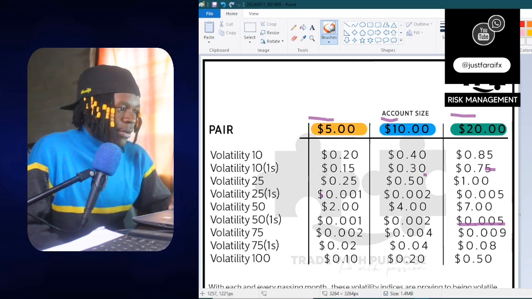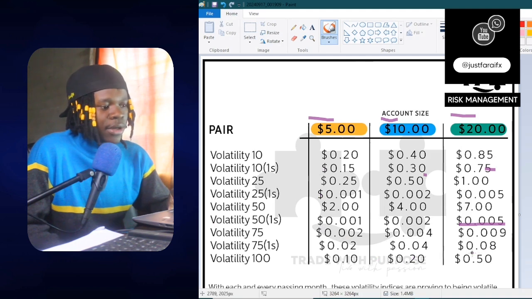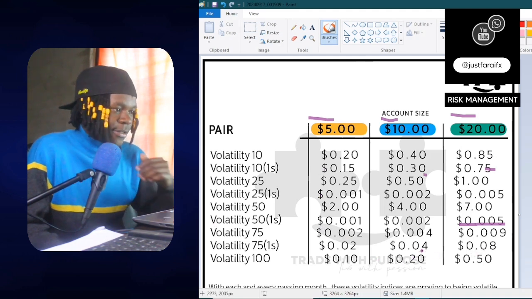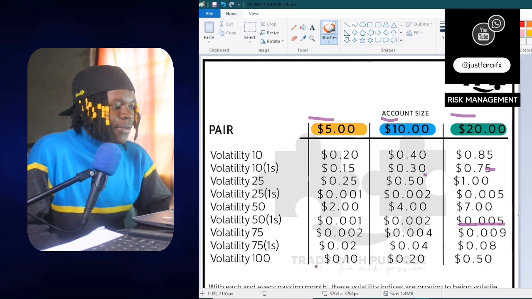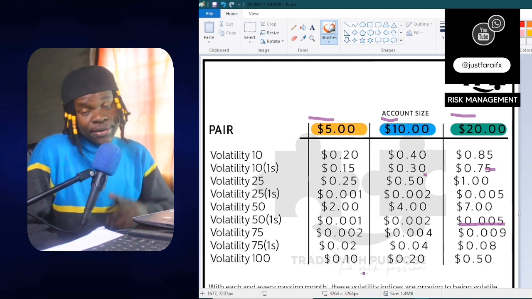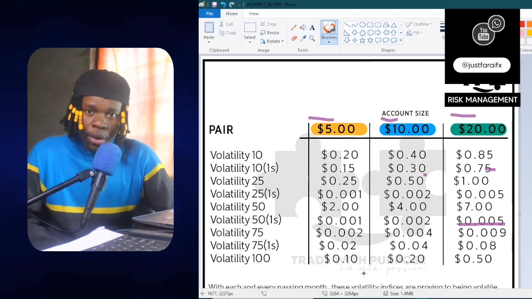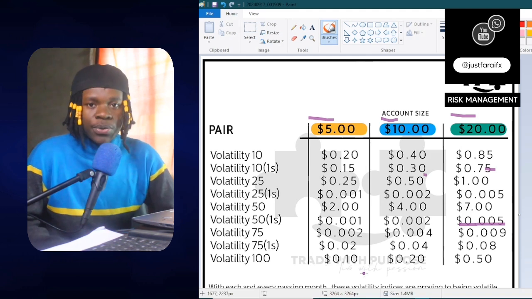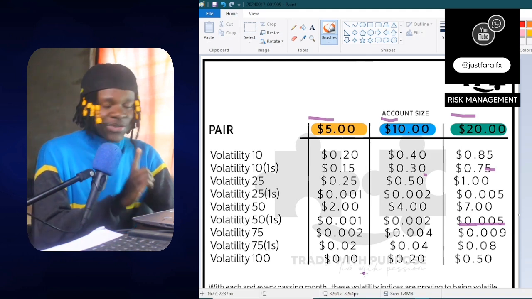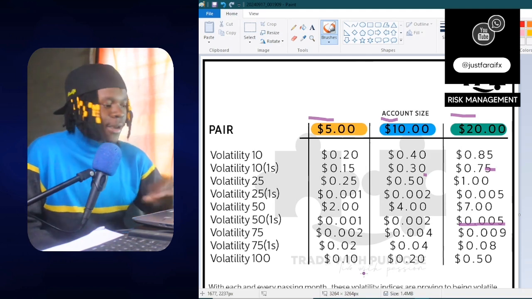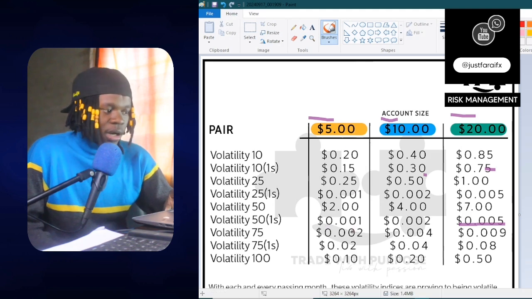So for me, on a $5 account, I use 0.02. Then on a $10 account, I use 0.04. Then on a $20 account, I use 0.08. Okay, that is it on V75. Then on V100, the minimum here is 0.5, and V100 is very wild. I don't want to lie, guys. When I talk about wild things, this V100 is very, very volatile. On a $5 account I use 10 cents lots, then on a $10 account I use 20 cents lots, then on a $20 account I use 50 cents lots.